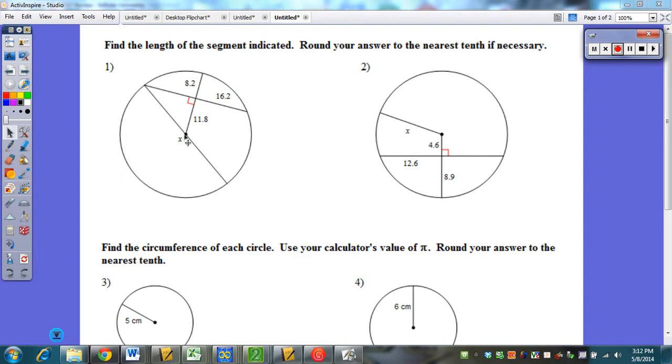Okay, so for number one, we're looking for the value of x. And the value of x is going to be the diameter that we have right here. So this is our value of x. So we know that this segment right here is equal to 11.8, and this segment right here is equal to 8.2. So if we were to add these two together, we would get a value of 20 for the radius.